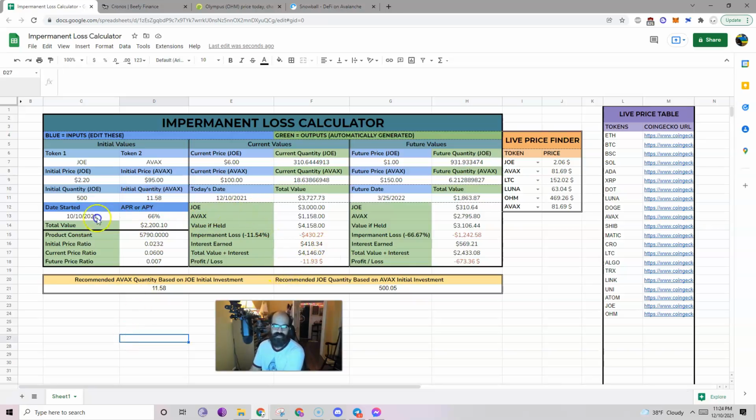Okay, cool. So we have a total starting value of $2,210, APY of 66%. Let's do a date started of last month, so we're not going crazy with it.